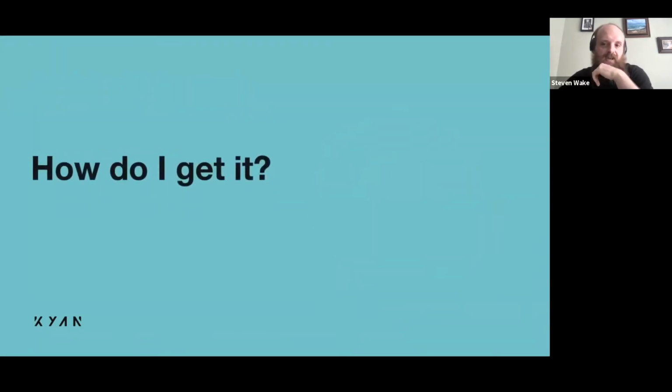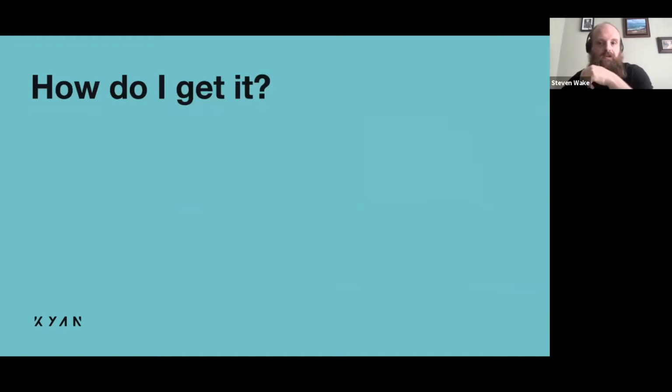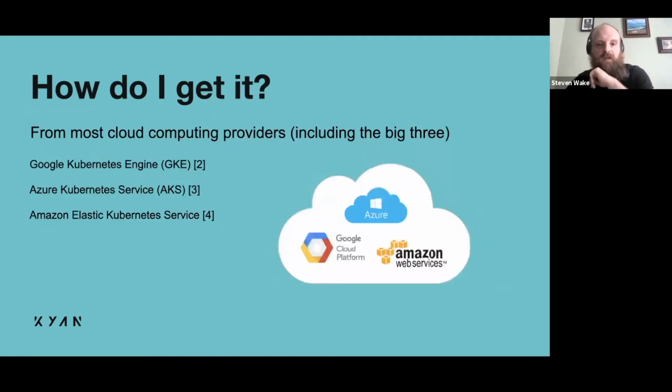So how do I get it? There's lots of ways of getting it. The three kind of probably best ways of getting it. All the big cloud computing companies offer a flavor of Kubernetes. There's links there. I'm not sure everyone gets them. But basically cloud, because it's so ubiquitous now, all cloud providers provide Kubernetes basically.